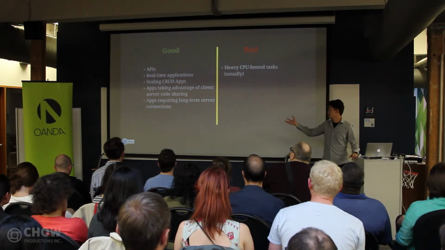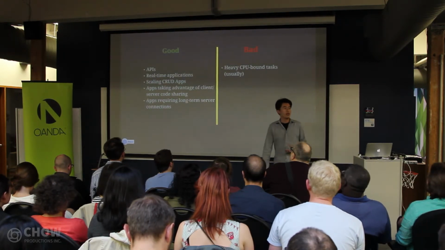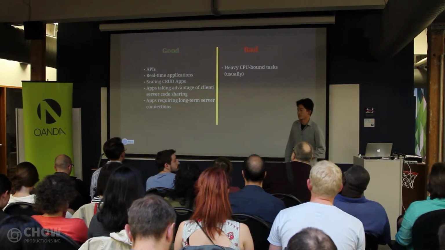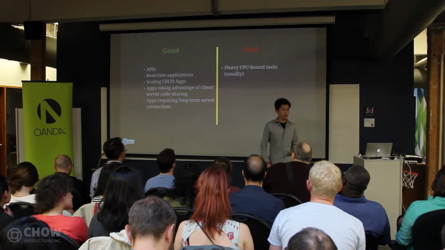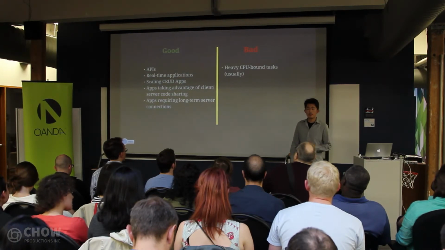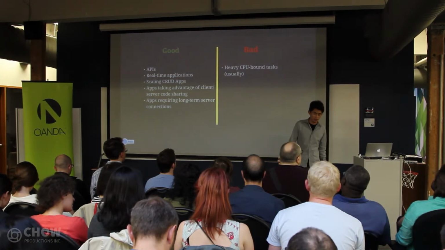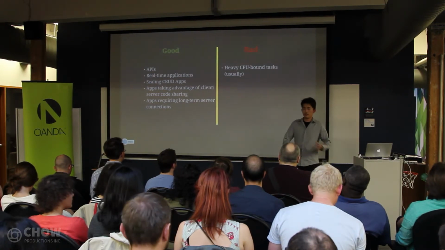Scaling CRUD apps is really, really easy. But a bad example of using Node would be a very CPU-heavy application. So let's say we're doing image resizing or adding filters to an image. But doing that completely through Node.js would be a blocking operation, for example, if you don't offload it to another service like ImageMagick or whatever Instagram uses.